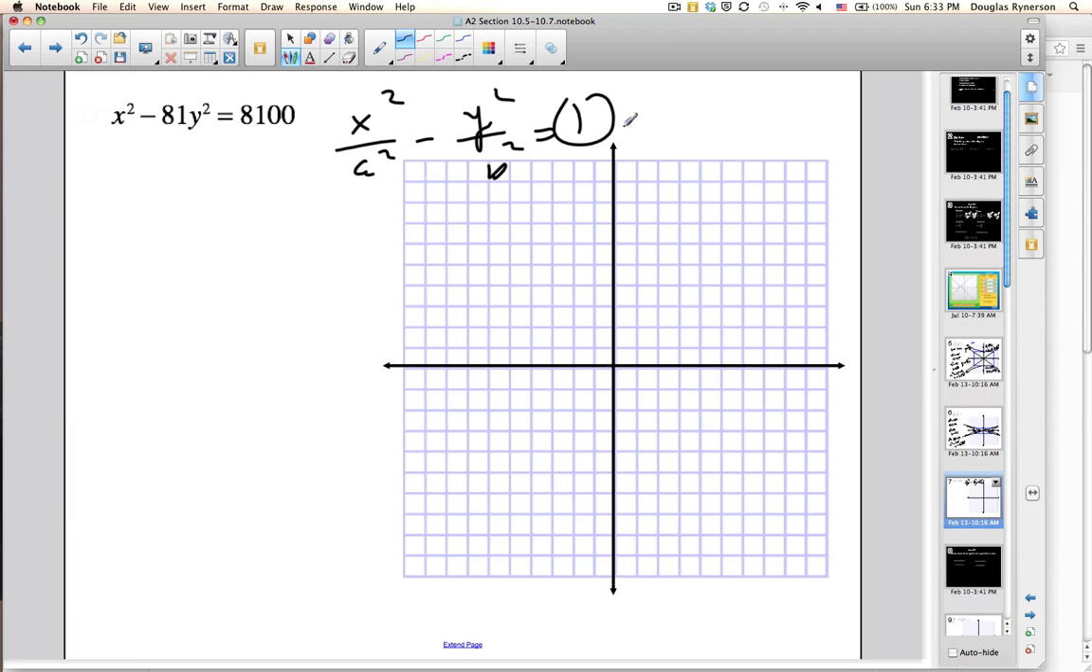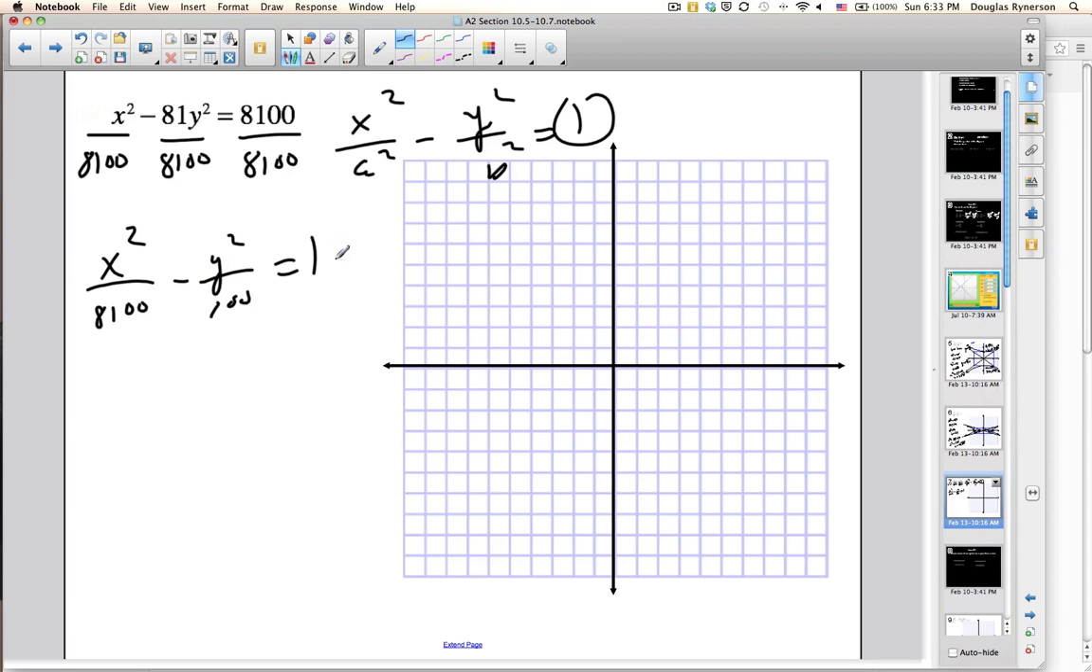Because this is going to equal 1, I'm going to divide this by 8100, and that means I divide this by 8100, and that means I divide this by 8100. So I'll have x squared over 8100 minus y squared over 100 equals 1. And now I'm in standard form. I'm still centered at 0, 0 because h and k are still 0.